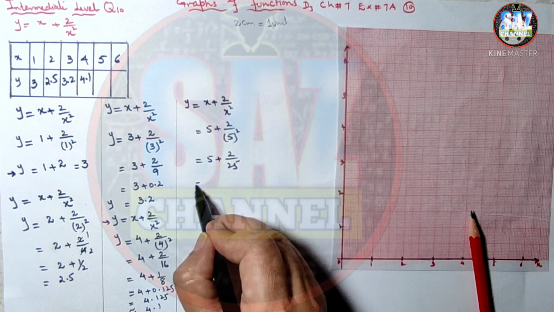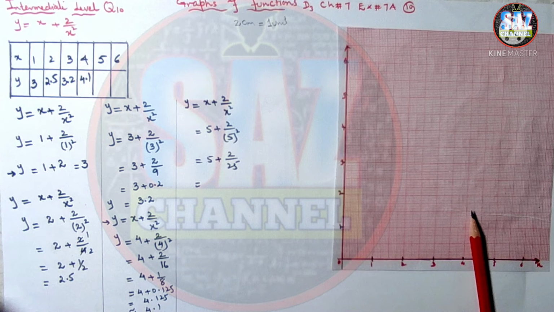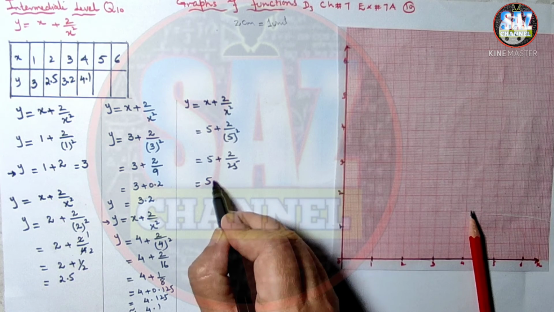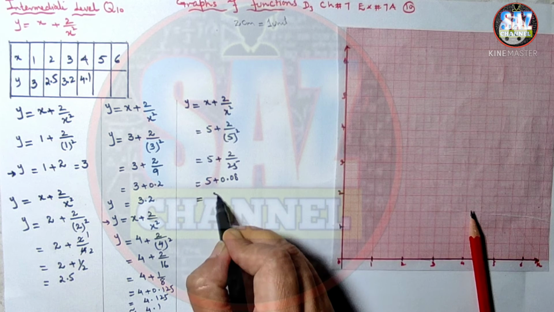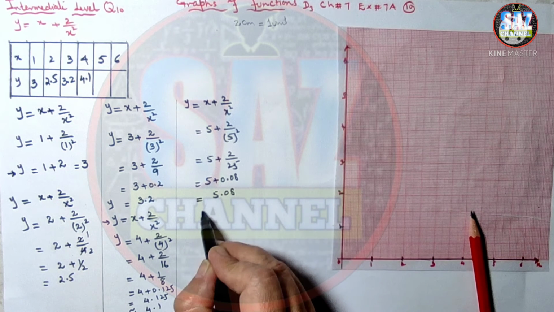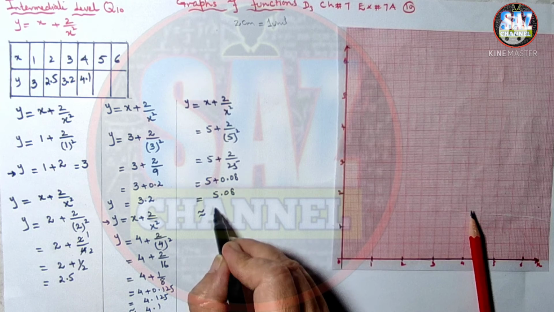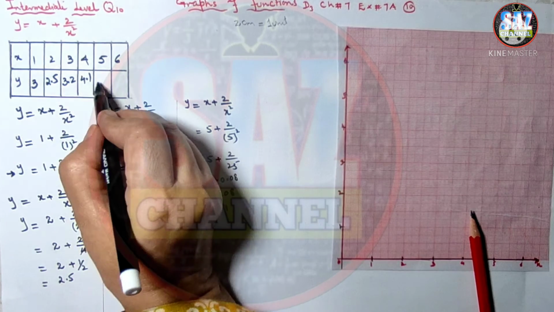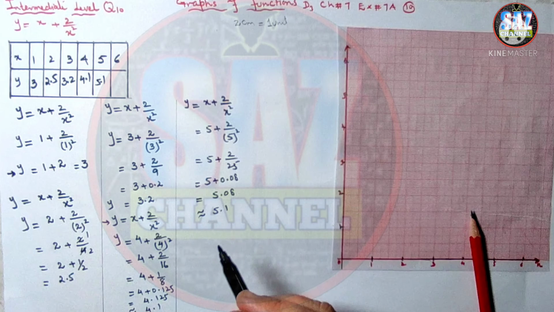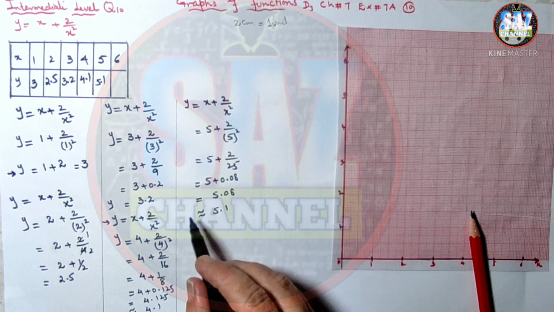And now what will this become? 2 divided by 25 is 0.08. 5 plus 0.08 will give me 5.08. And for the plotting purpose, I can approximately take it as 5.1. And now the last value of x is 6.